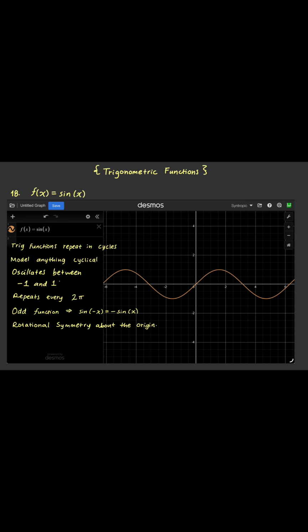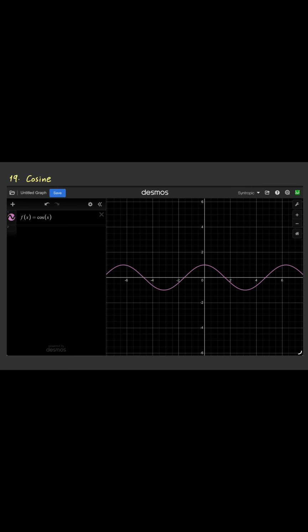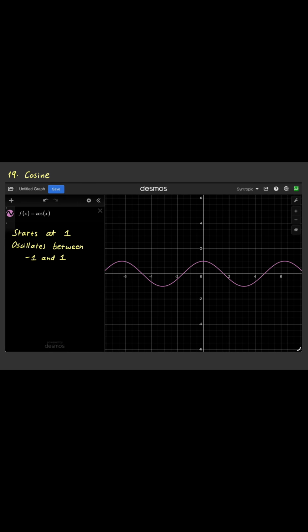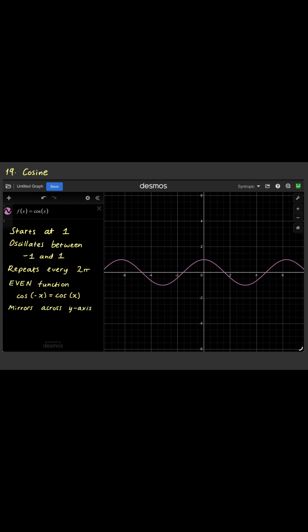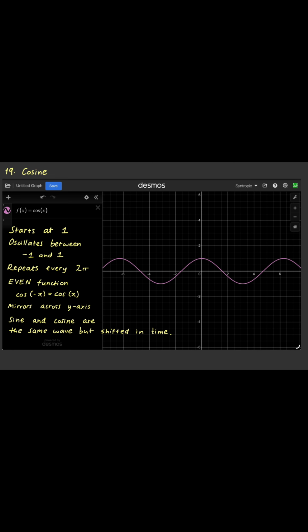symmetry about the origin. Moving on to the cosine function, this one starts at 1 and oscillates between -1 and 1 as well. It also repeats every 2 pi and it is an even function. Cosine of negative x equals cosine of x, which mirrors across the y-axis. Both sine and cosine are essentially the same wave, just shifted in time.